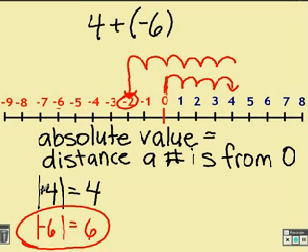So whichever one has the larger absolute value, that's the sign that you give it. So 6 minus 4 is 2, and then you give it a negative because 6 is further from 0 than 4. I hope that was clear, even though I messed it up a little bit. Sorry, guys. We'll do some more examples.